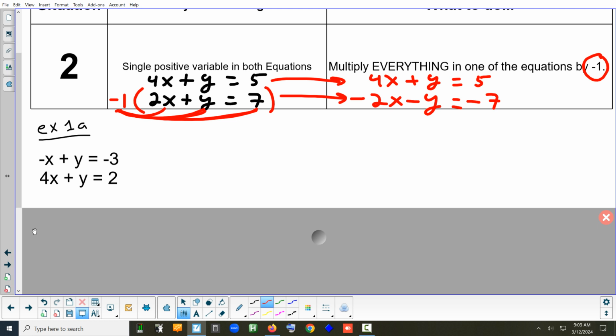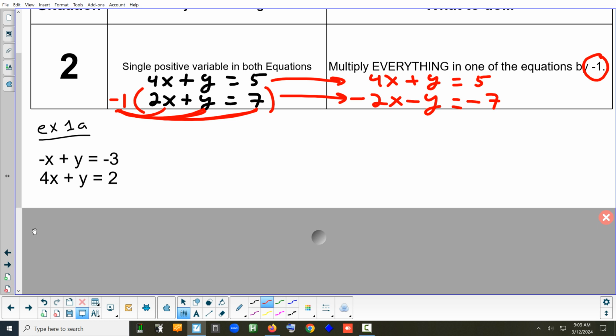All right, so let's look at example 1a. I want to know if this is situation 1 from yesterday. Do I already have same letter, same number, opposite signs? If I do, I can just add the columns up right away. So what do you think? Do I have same letter, same number, opposite sign? No, I don't. So then we have to go to situation 2.